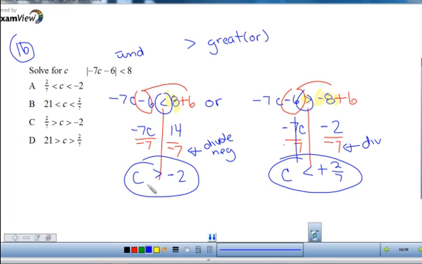So I need a number that the inequality is pointing to the C. So notice this one is pointing to the C. So the answer has to be C, 2 over 7. So C is less than 2 over 7 and greater than negative 2.